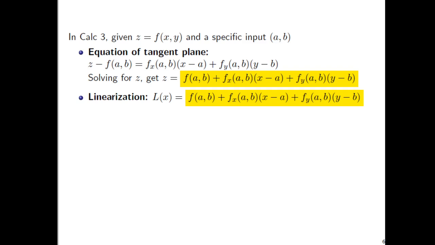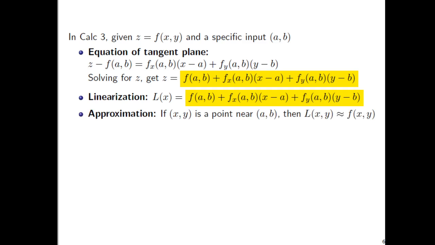So let's get this clear. There's an original function called lowercase f, and then based on the equation of the tangent plane, solve for z, we want to create the linearization as being a new function whose graph is the tangent plane. And an approximation thing happens, which is great again. So if you have a point x comma y that's near the point a comma b, then the linearization and the original function give you nearly the same output.